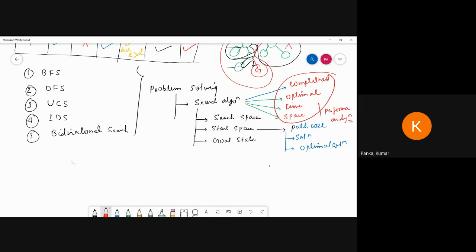Analysis. These are the performance analysis for the search problem. Suppose we are talking about the search parameters: search space, start state, and goal state. Don't be confused by all these things. We already discussed them. Before reaching problem solving, how can this problem be solved?